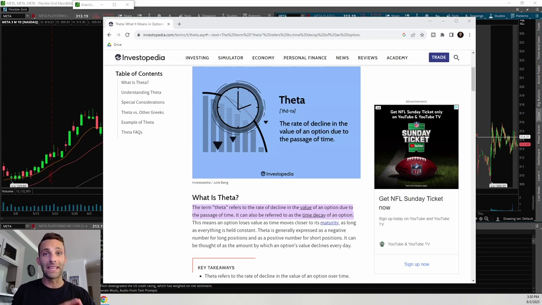We're going to be discussing theta, and theta is the rate of decline in the value of an option due to the passage of time, because typically, over time, option values decline. It can also be referred to as time decay of an option. This means an option loses value as time moves closer to its maturity or its expiration date. And that's assuming that everything else remains constant. There's no major fluctuations in the stock price or elevated volatility.